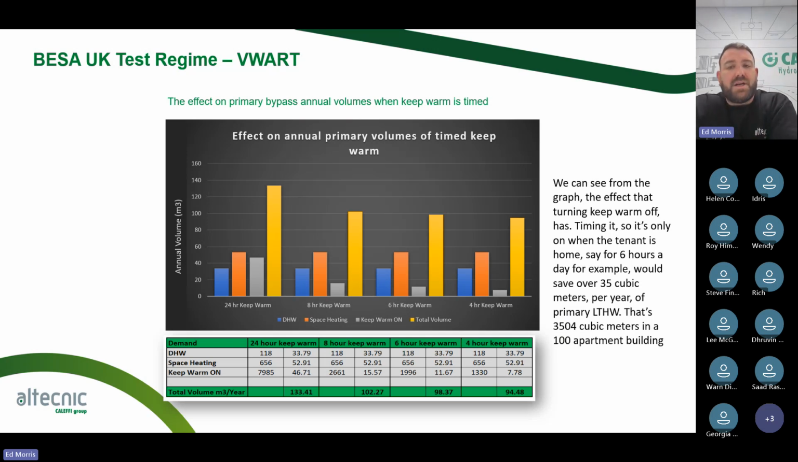So if you can use it in a configurable way, so that you can program it just to come on for an hour a day, that number is going to come down even more. So the efficiency of your network is going to increase. So if you are going to use things like keep warm functions, make sure you're using the correct type of design for the system that you're working on.